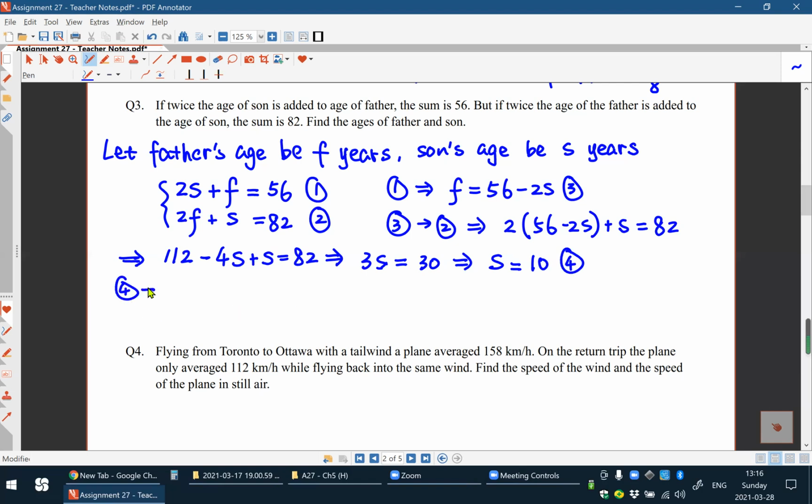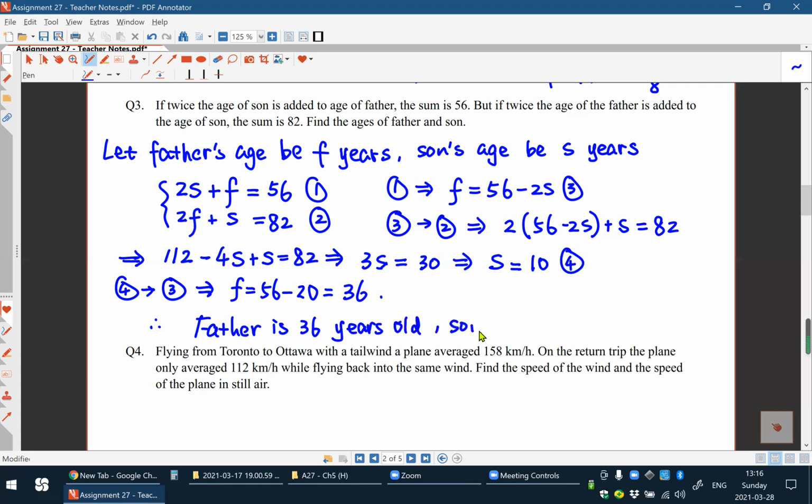Then we can put 4 back into 3. And you will get f is 56 minus 10, which is, minus 20, right? Because it says twice of the son's age. So this means f is 36, right? Okay, so now we can make the conclusion. Father is 36 years old. Son is 10 years old.